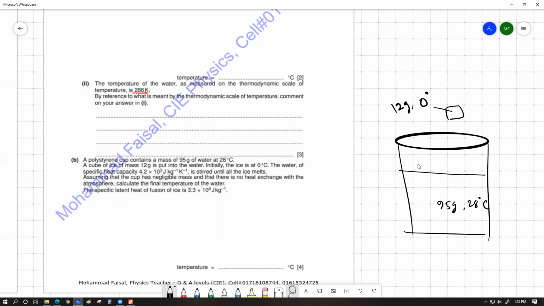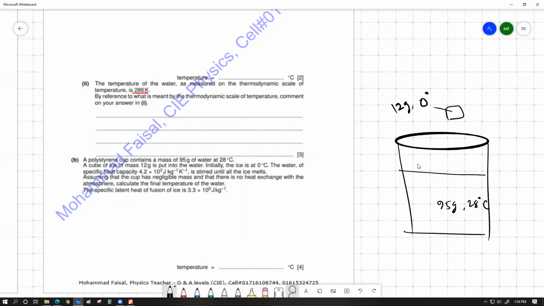As long as the equilibrium is not reached at a much lower temperature, the temperature of the hot water, which was initially taken in the polystyrene cup, should keep on decreasing. The question says, assuming that the cup has negligible mass, because we are considering no heat loss should be happening with the cup, and that there is no heat exchange with the atmosphere, calculate the final temperature of the water.